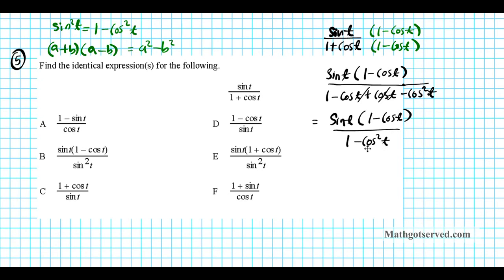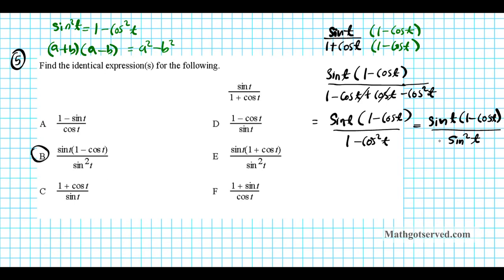So 1 minus cosine squared t is equal to sine squared t. We can make that substitution here. So we have sine t times 1 minus cosine t over sine squared t. Okay, if we freeze for a minute, we'll find out that we've had a match. All right, option B is an identical expression to this expression right here. Okay, well, let's go ahead and simplify it a little bit more to see if we can get more matches.